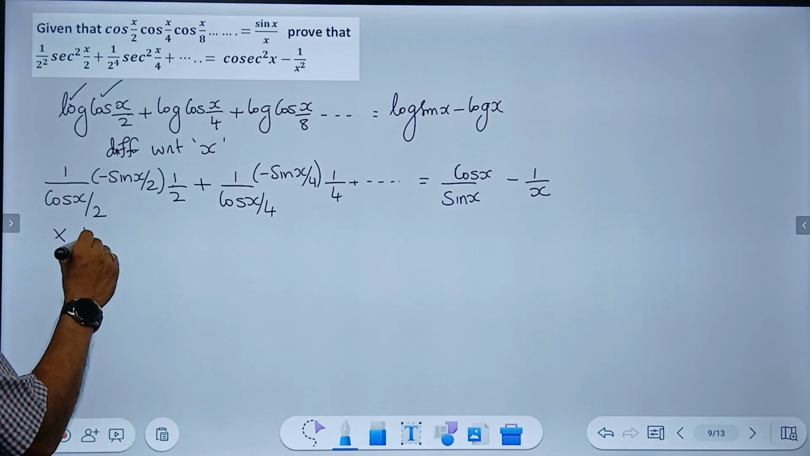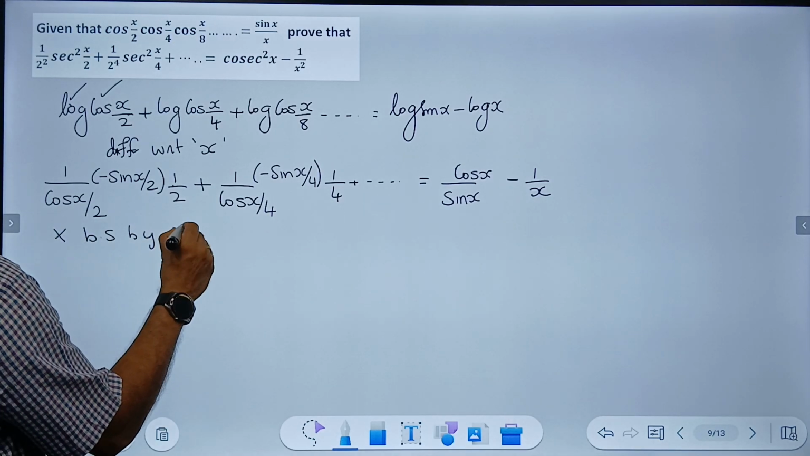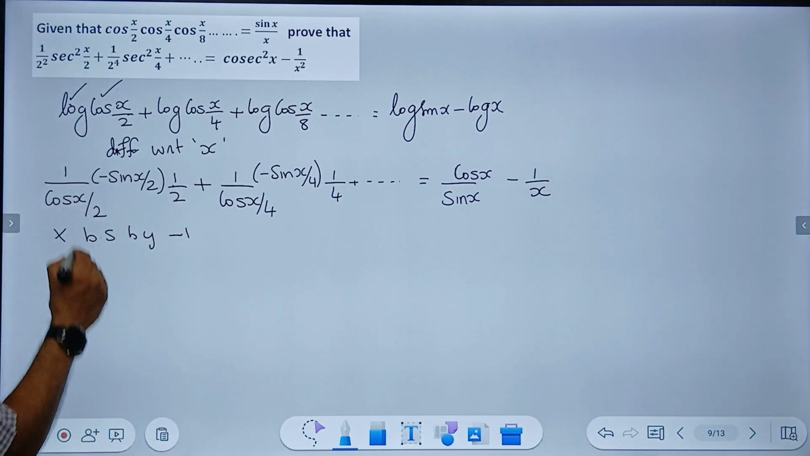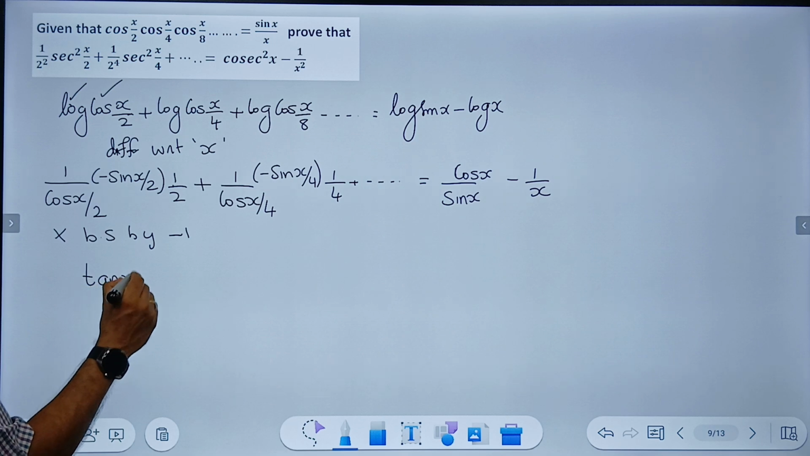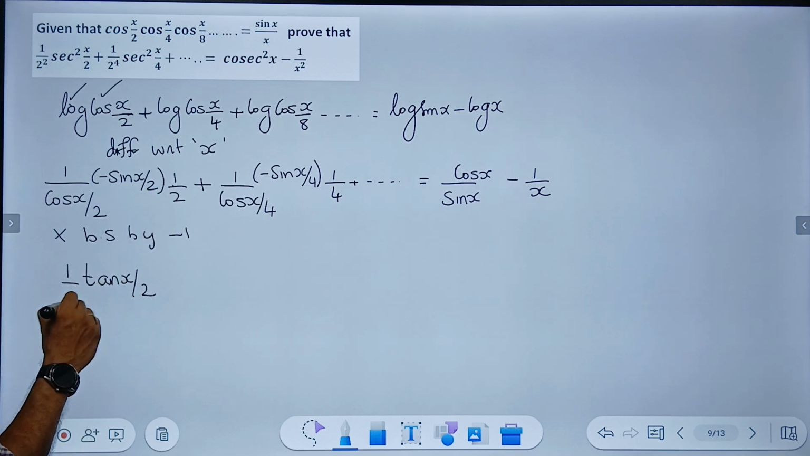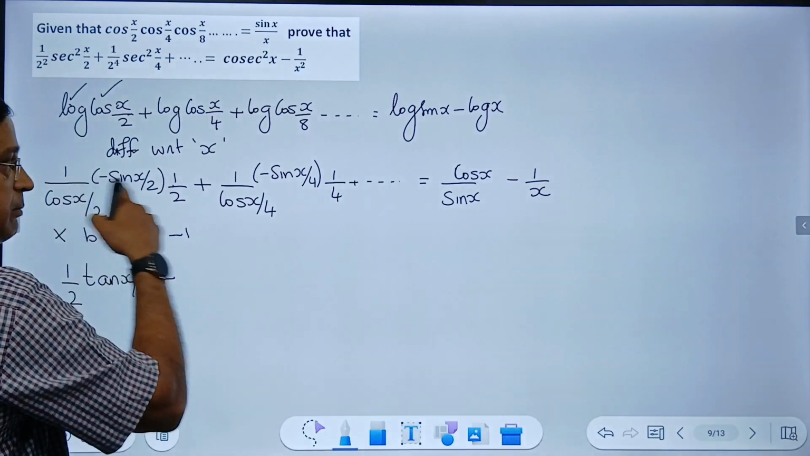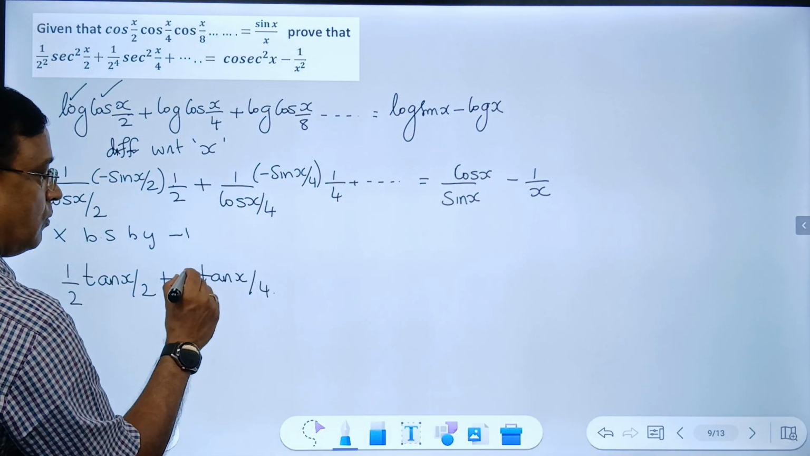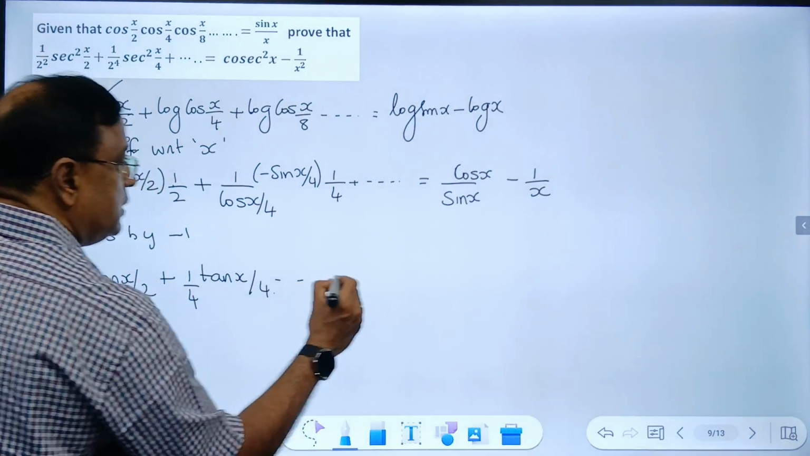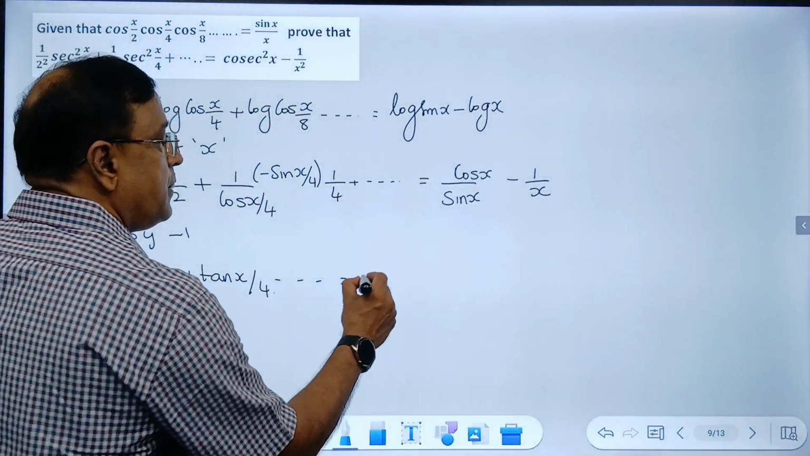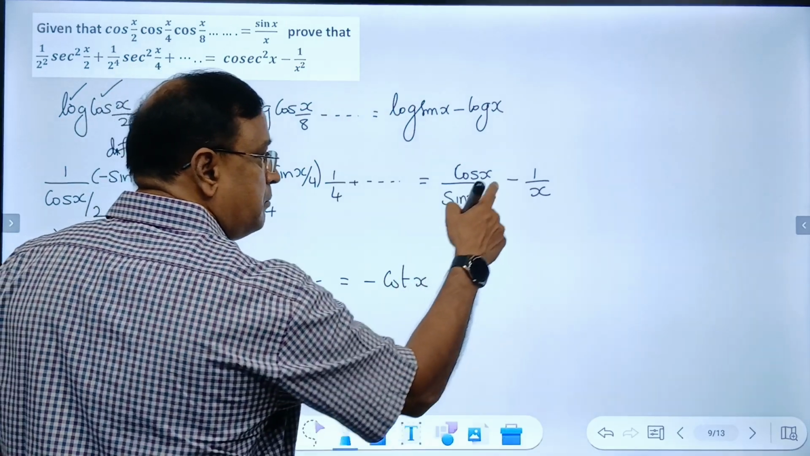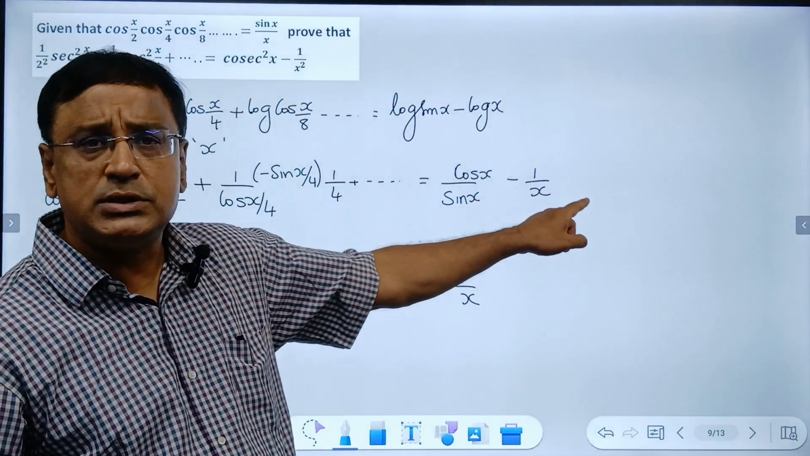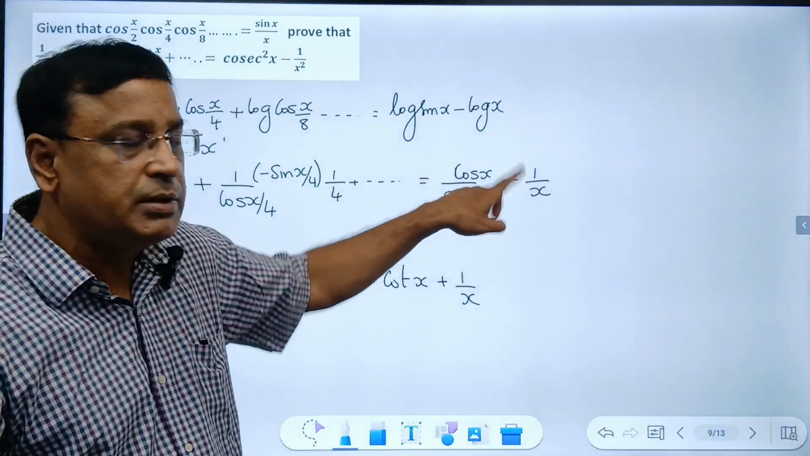Now what do we do? Multiply both sides by minus 1 to get rid of the minus sign. So what is sin by cos? It will be tan x by 2 into 1 by 2. Okay. Plus, because I multiplied by minus, it will become tan x by 4, 1 by 4. So on. Since I multiply by minus, this will become minus cot x. Minus of minus becomes plus 1 by x. Is it clear? I multiply both sides by minus, so this will become minus, this will become plus.